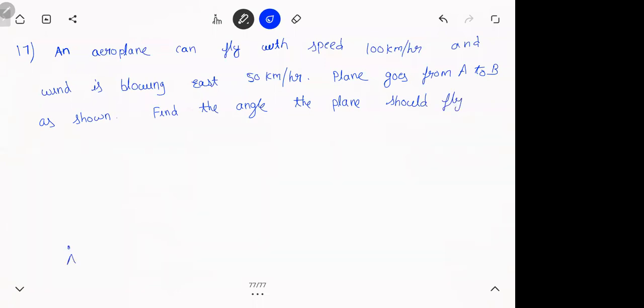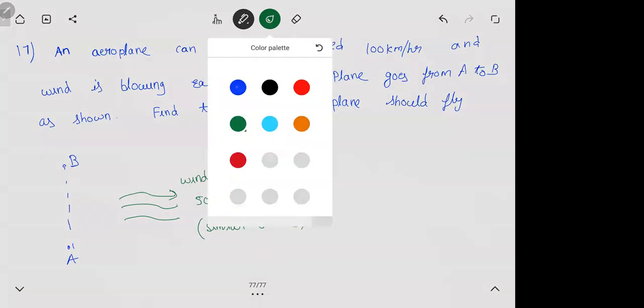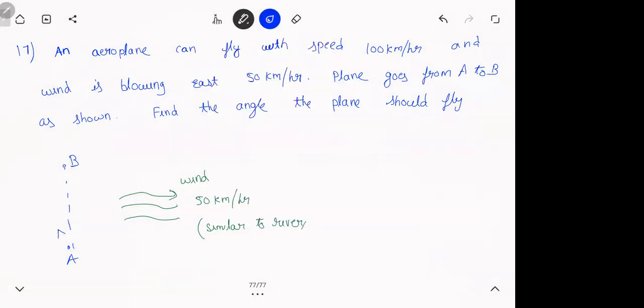So we have city A and city B, along the north-south. And the wind is blowing this way. If you see the resemblance, the wind is just like the river, and the plane is similar to the man. The plane which is flying kind of like this. Plane is similar to man. There is no difference.